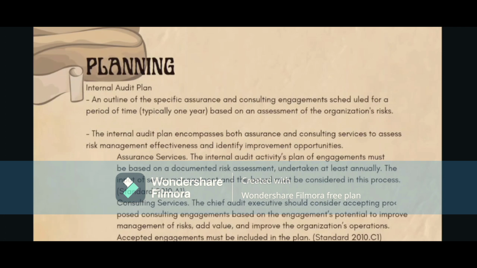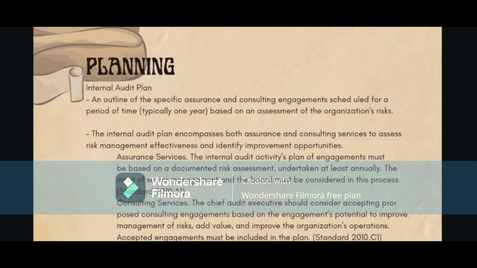Ang result is a comprehensive internal audit plan that includes both the assurance services and the consulting services necessary to assess how effectively the identified risk management improves the opportunities and how the organization is managing the risk that threatens its business objectives. So, unsa ning audit plan? Ang audit plan is an outline of the specific assurance and consulting engagements scheduled for a period of time, typically 1 year, based on the assessment of the organization's risk.